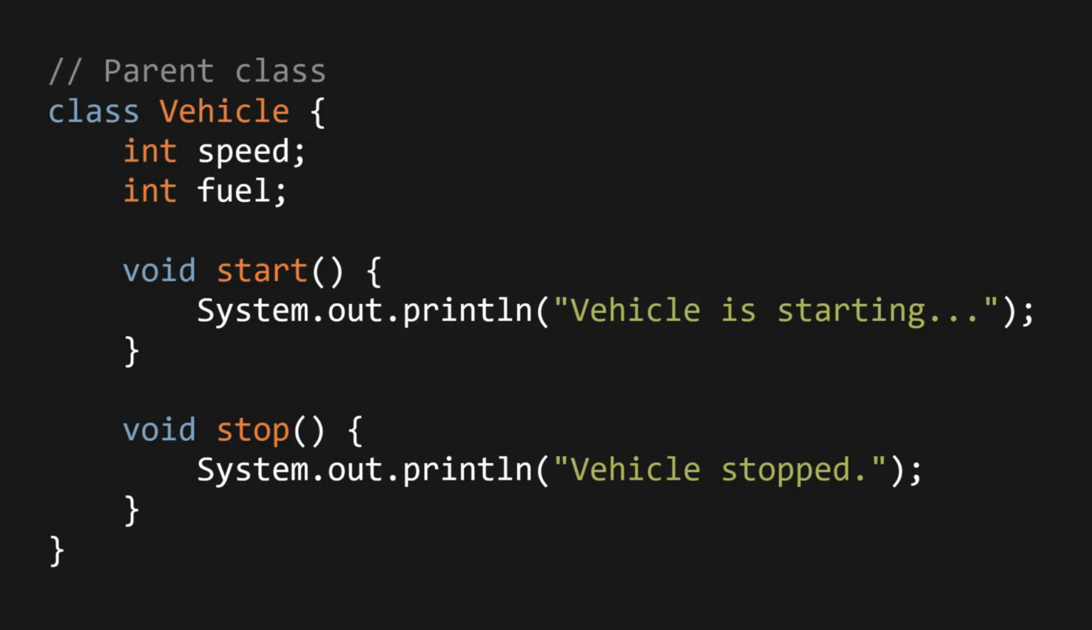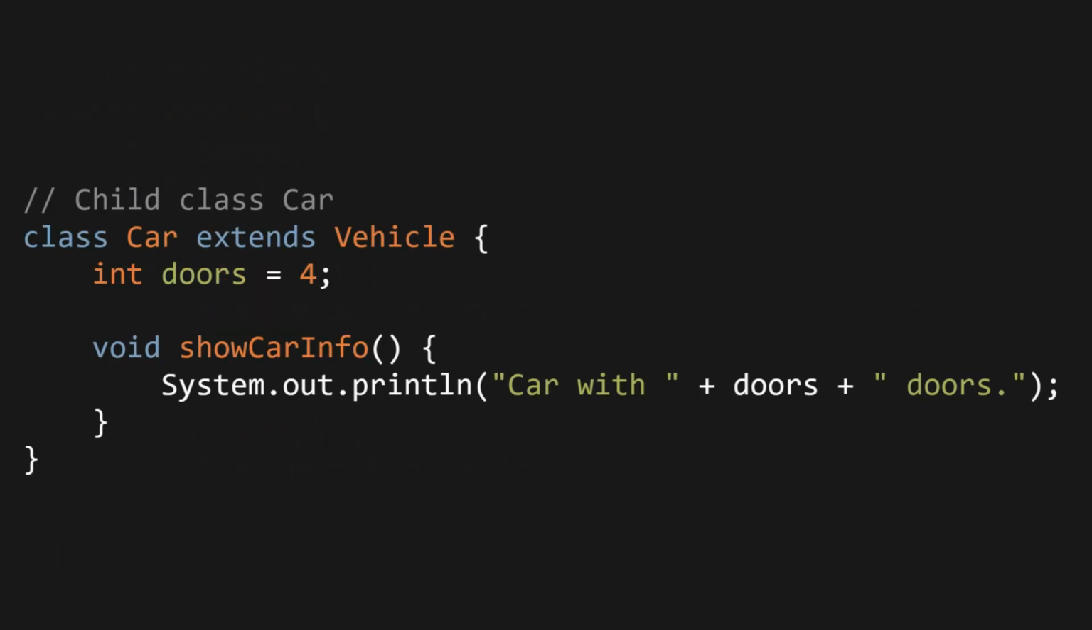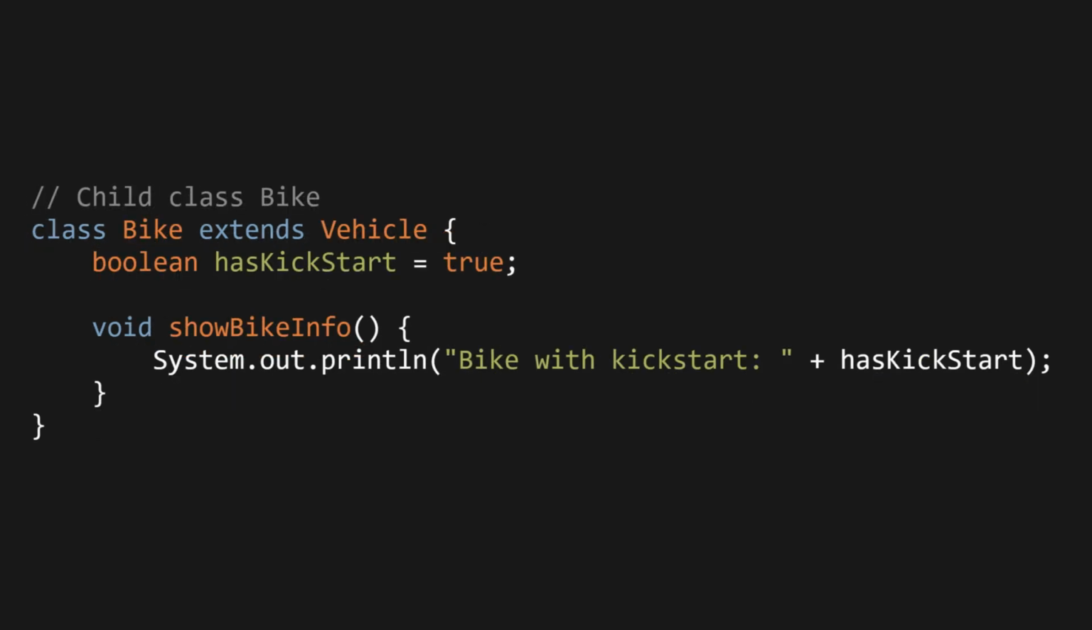Class Vehicle, int speed, int fuel, void start, System.out.println, "Vehicle is starting". Void stop, System.out.println, "Vehicle stopped". Child class Car extends Vehicle, int doors = 4. Void showCarInfo, System.out.println, "Car with doors". Child class Bike extends Vehicle, boolean hasKickstart = true. Void showBikeInfo, System.out.println, "Bike with kickstart" plus kickstart.